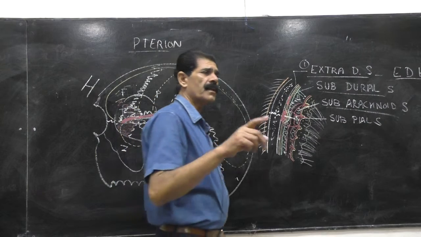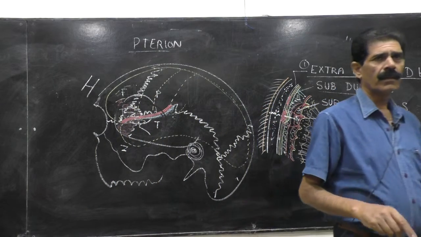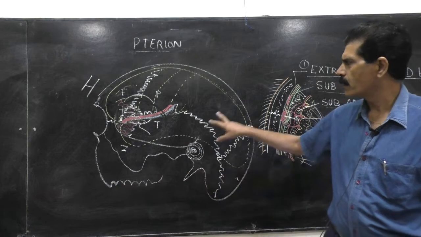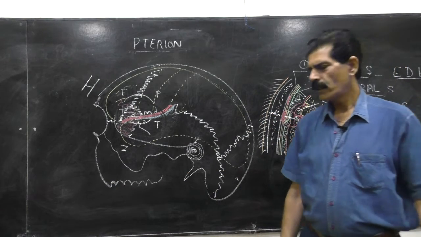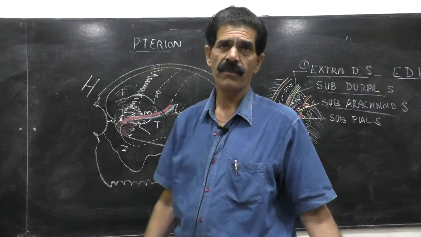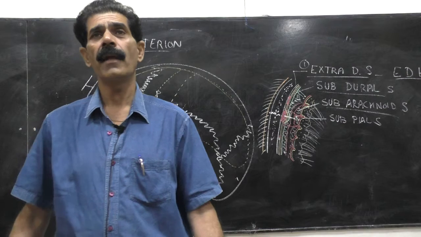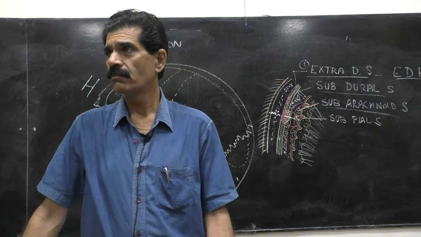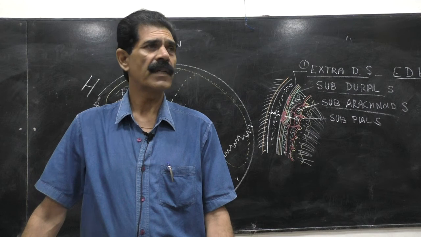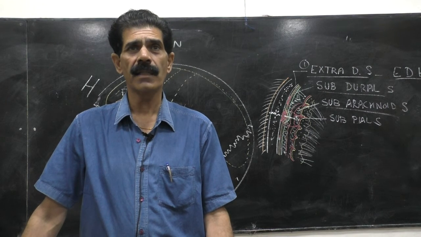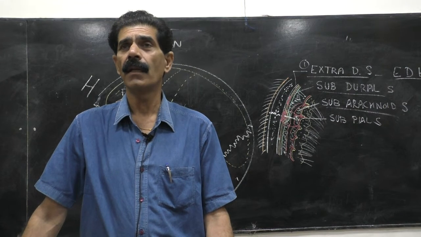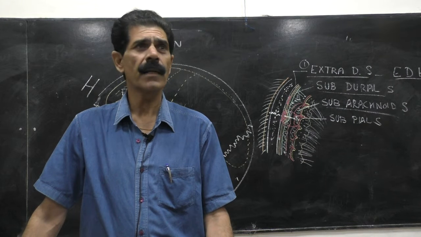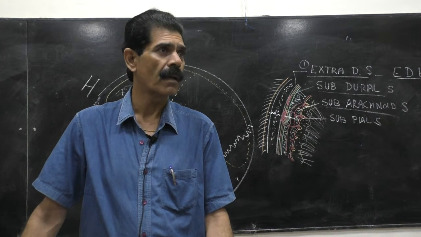So if the patient comes early, before 24 hours, and the CT scan shows that the hematoma is extradural, we immediately admit the patient, because we know the patient may die, since it is progressive. The middle meningeal vessels are big, and they are branches of the maxillary artery. The maxillary artery is a branch of the external carotid, the external carotid is a branch of the common carotid, and the common carotid is a branch of the arch of the aorta.